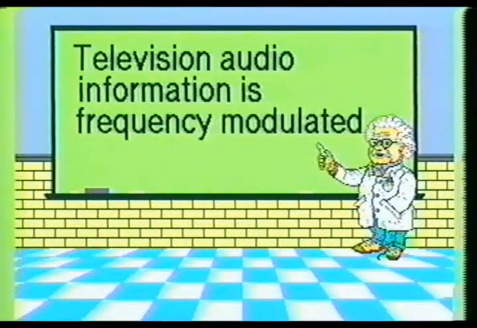The audio information contained in the broadcasted television signal is frequency modulated. Therefore, many of the circuits used in the audio section will be similar to those found in a standard FM radio receiver.